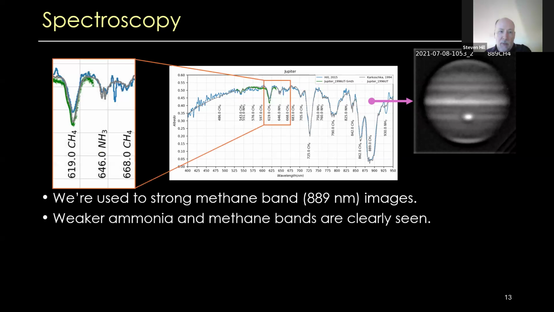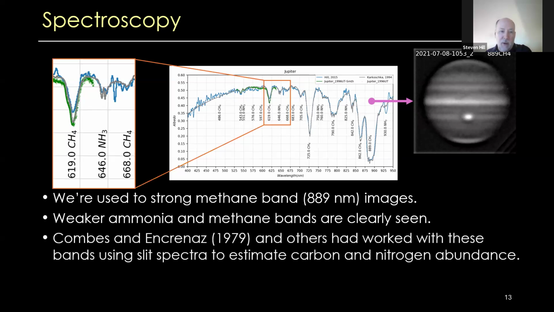However, weaker ammonia and methane bands are also clearly seen, both in the published work and in my measurements of the spectra. And I thought to myself, with band depths of 5 to 15% on these two bands here, seen at 619 for methane and 646 for ammonia, that would be plenty of signal for careful filter observations.